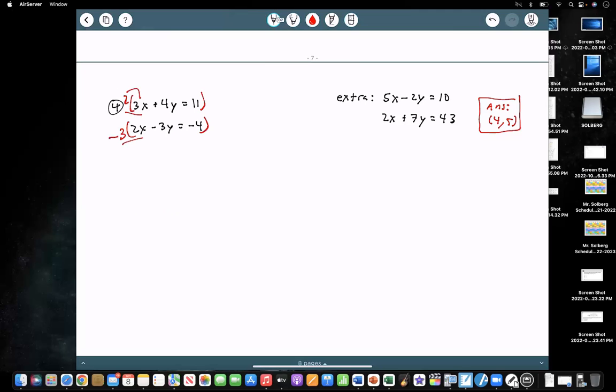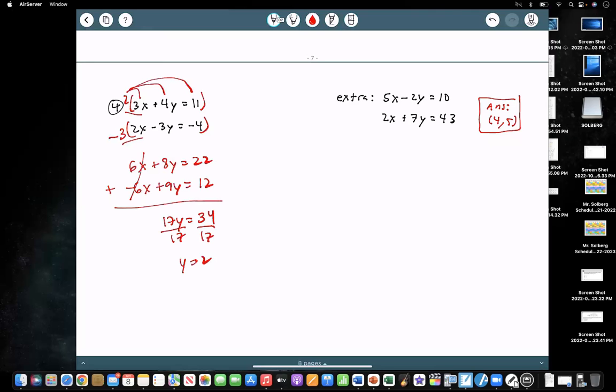Okay, so 2 times 3x is 6x, 2 times 4y is 8y, and 2 times 11 is 22. If I multiply the bottom equation, we get negative 6x plus 9y, and negative 3 times negative 4 is a positive 12. Okay, so it's not too bad because it's lower numbers here, but multiplying both is sometimes necessary to get that pair canceling. So 8y and 9y is 17y, 12 and 22 is 34. Okay, so if I divide both sides by 17, we should get y is 2.